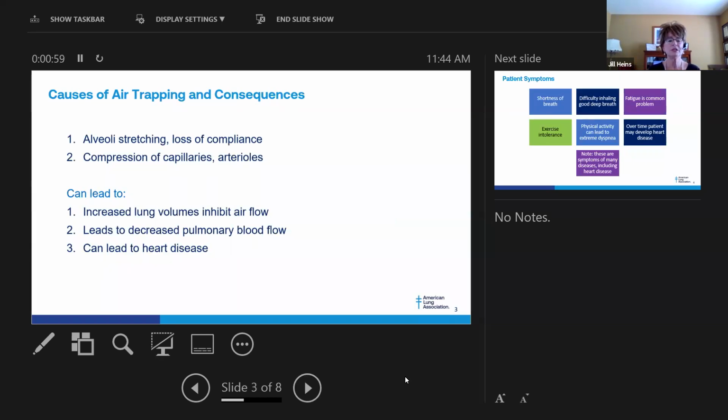The causes result in alveoli stretching or a loss of compliance of the alveoli. They become stretched out and don't bounce back to their original shape. This can also result in a compression of the capillaries and arterioles surrounding the alveoli. It can lead to increased lung volumes that inhibit airflow. It can also lead to decreased pulmonary blood flow and can also lead to heart disease.